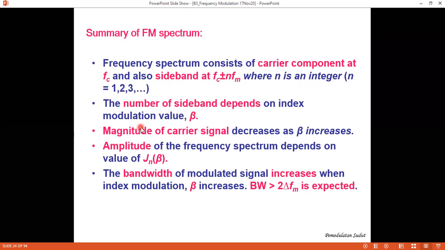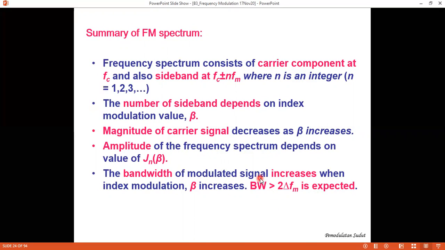So when beta increases, the magnitude of our carrier signal also decreases. And the amplitude of the frequency spectrum of each of the sidebands and carrier depends on the value of our J and beta. So when beta increases, the bandwidth of our modulated signal will increase, and thus bandwidth larger than 2 fm is expected.